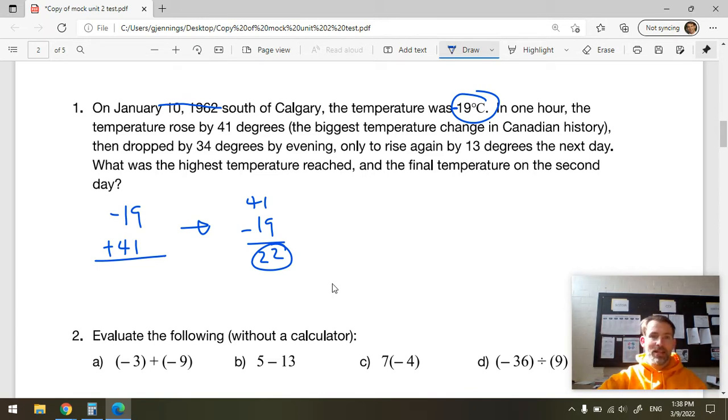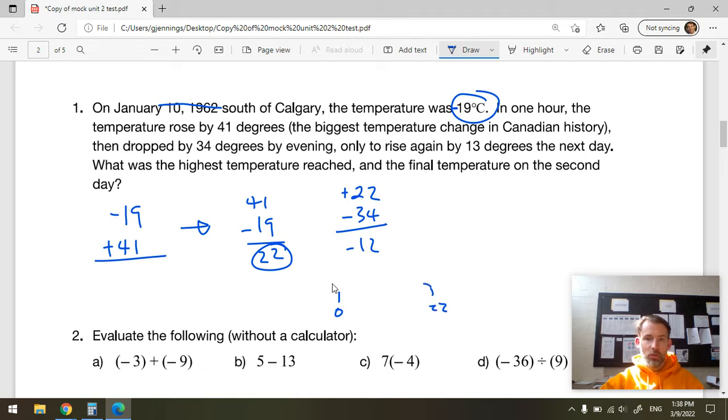All right, and then the next day it drops by 34 degrees. So we're going to go 22 minus 34. Well, 34 is bigger than 22, so I know my answer is going to be negative. If I had 22 subtract 5, then I'm going to have positive 17. If I have 22 subtract 34, well, then I have negative 12, because here's 0, here's 22.